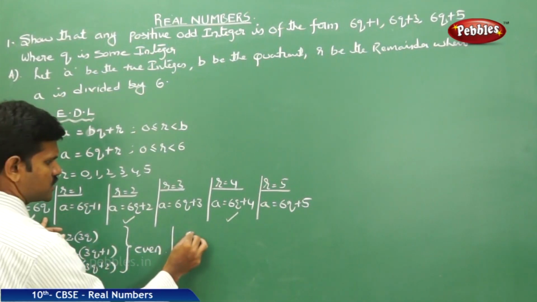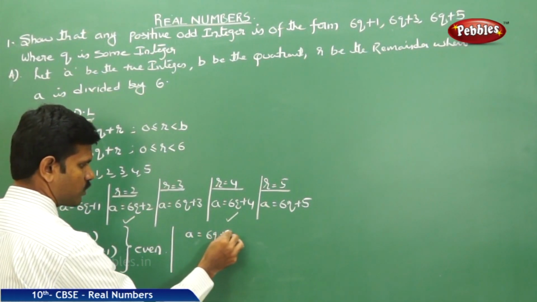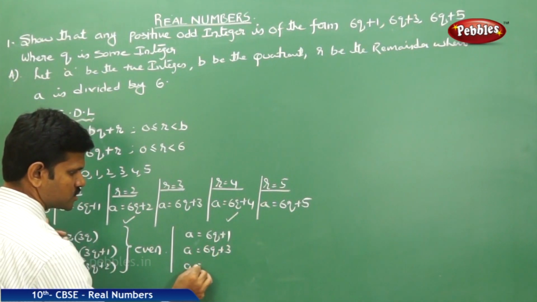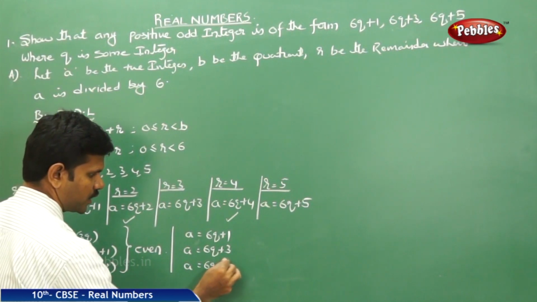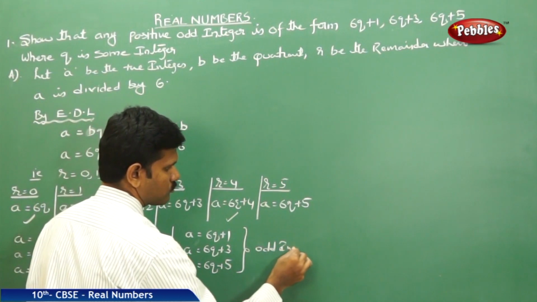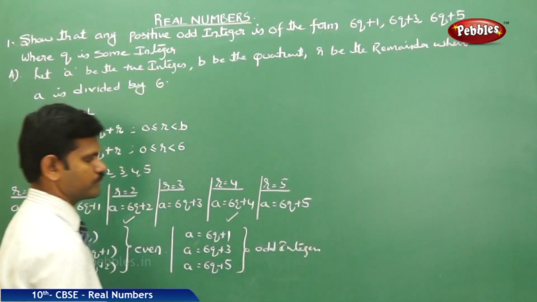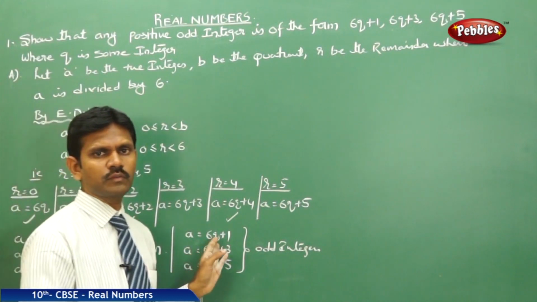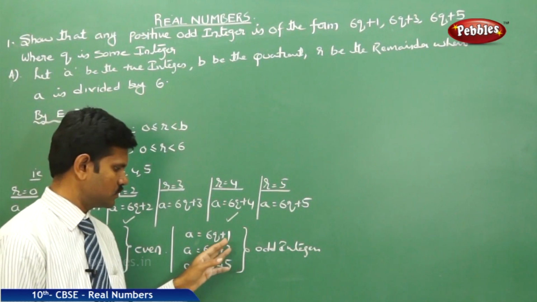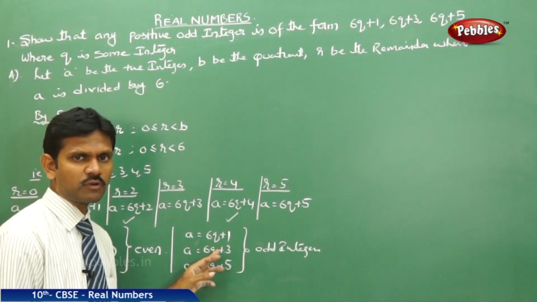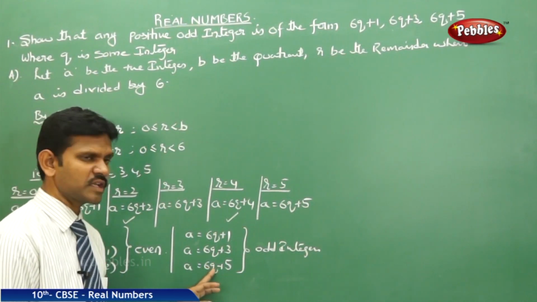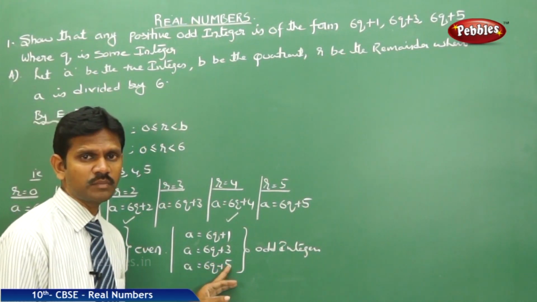That is, A is equal to 6q plus 1, A is equal to 6q plus 3, A is equal to 6q plus 5 are odd integers. Come on, let us place numbers in place of q. You place any number. I want to place 1. 6 ones are 6 plus 1, 7. Here I want to place 2. 6 twos are 12 plus 3, 15 is an odd number. Here I want to place 3, that is 6 threes are 18. 18 plus 5, 23 is an odd number.